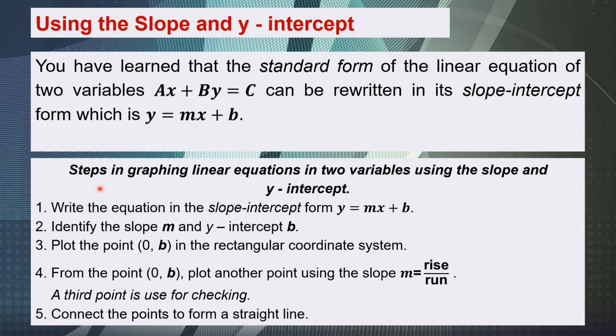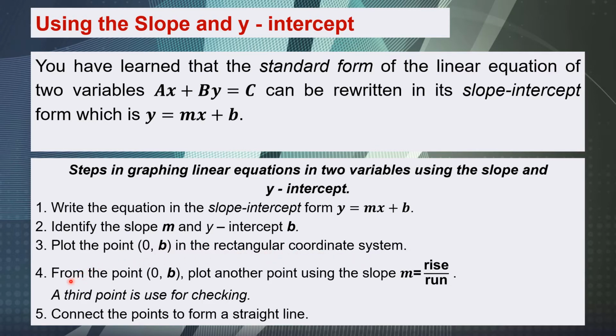There are steps in graphing linear equations in two variables using the slope and y-intercept. First, write the equation in the slope-intercept form y equals mx plus b. Next is identify the slope, or m, and the y-intercept, or b. Third, plot the point (0, b) in the rectangular coordinate system.